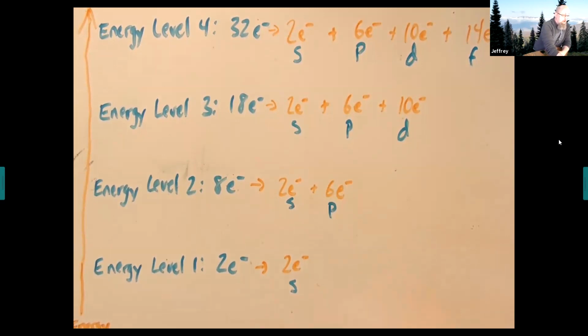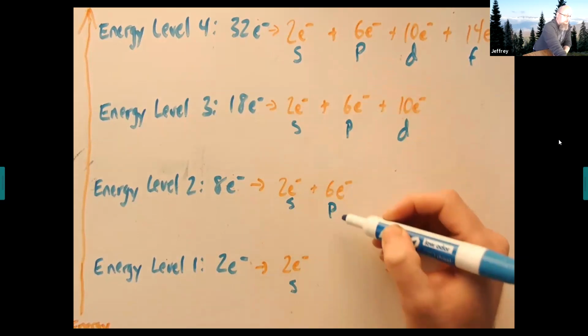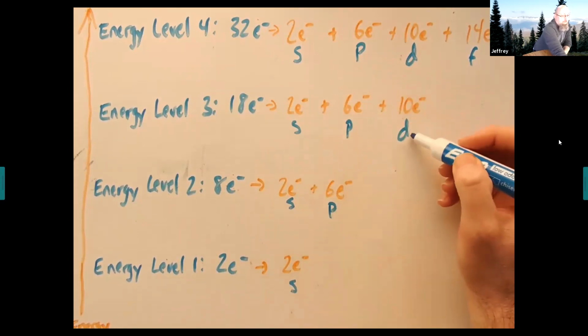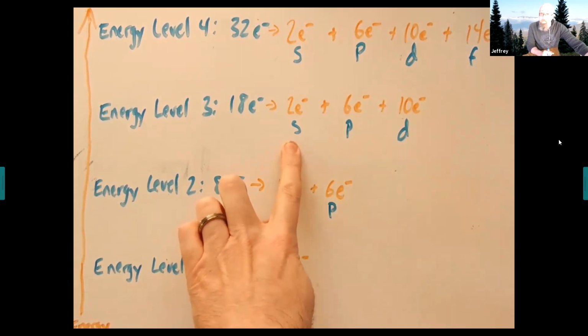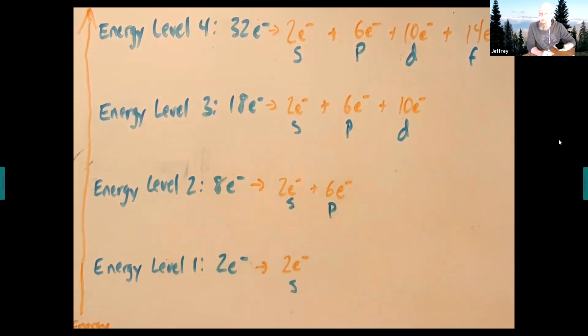Okay? Now, how do I tell the difference between this S sublevel and all these other S's, or between this P and that P, or between this D and that D? So what we also need to do is include the energy level when we name these, because there is more than one S sublevel inside an atom. There can be more than one P sublevel inside an atom. So we need to rank these according to their energy.